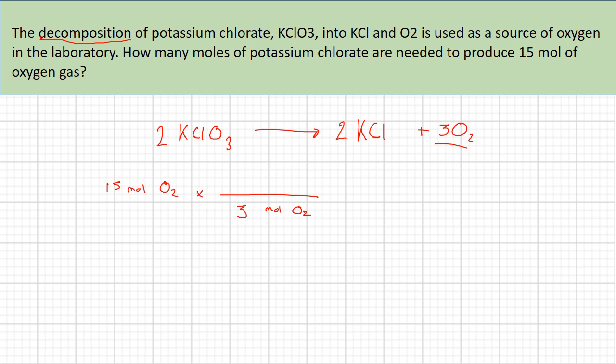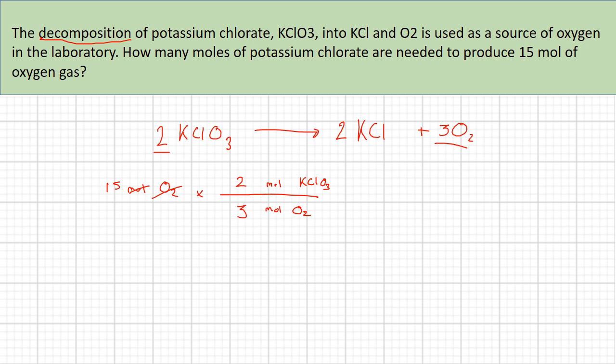Next up, what we're trying to convert to should be on top, and that means we're going to be looking for moles of KClO3, and we just look to our equation and we see that we have a 2 up there. That's where I got it. So we have our molecules, everything's in place.